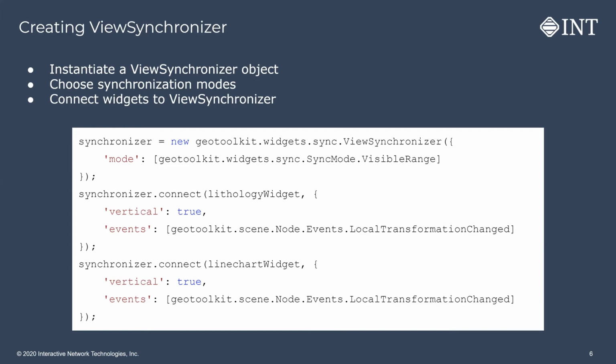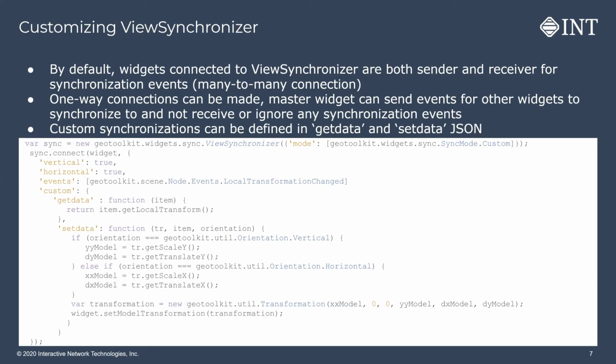By default, when you connect a widget to the view synchronizer, they're in a many-to-many relationship. So any particular widget both sends synchronization events and receives synchronization events. But you can also specify one-way relationships, where you might have a master widget that you want all the other widgets to synchronize to. If you zoom in on those slave widgets, they don't pass synchronization events back to the master.